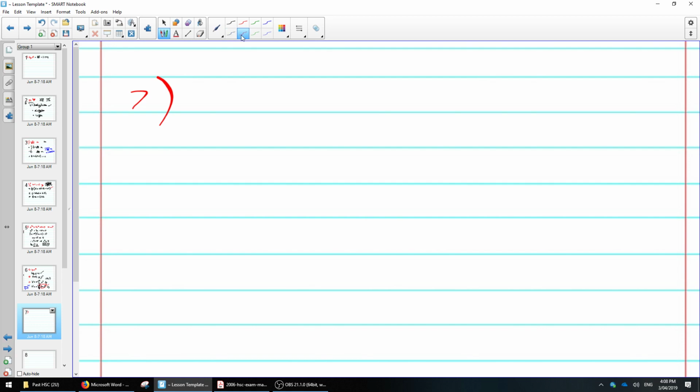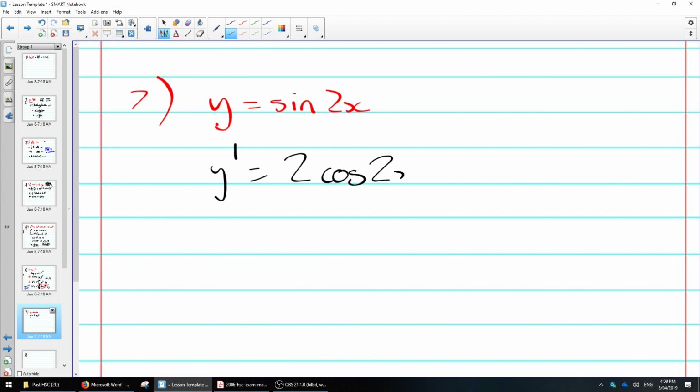So the function was y equals sine 2x. It's really good to see that basically everyone differentiated this correctly first of all. So y dash equals 2 cos 2x. There you go. Okay?